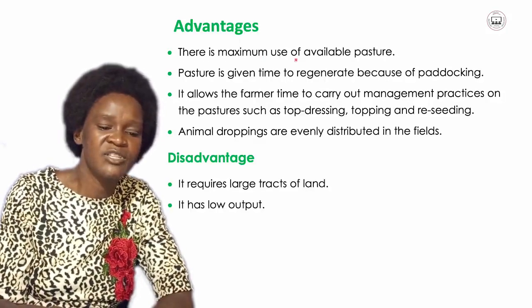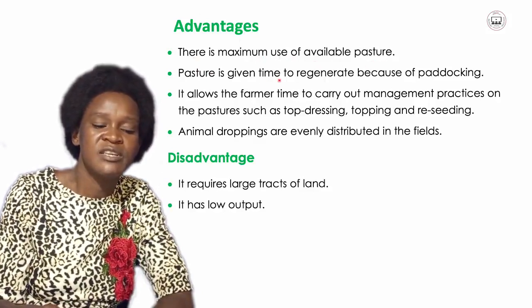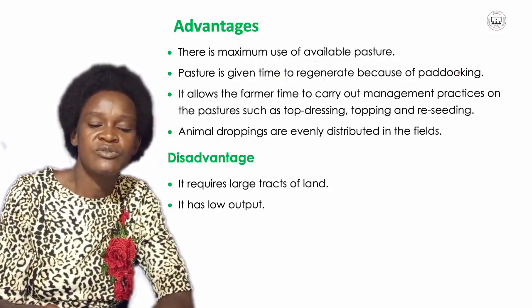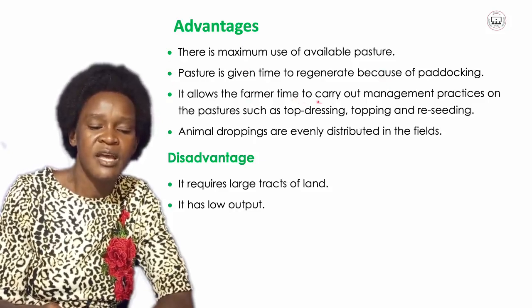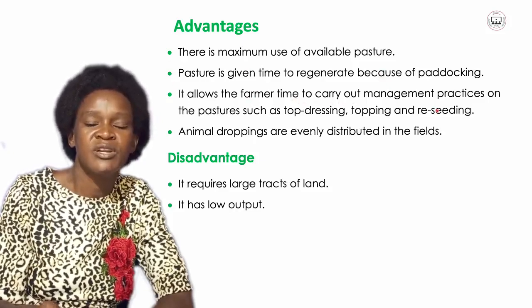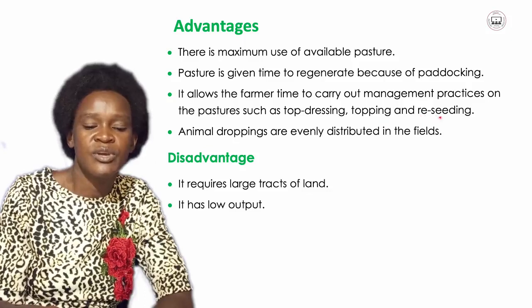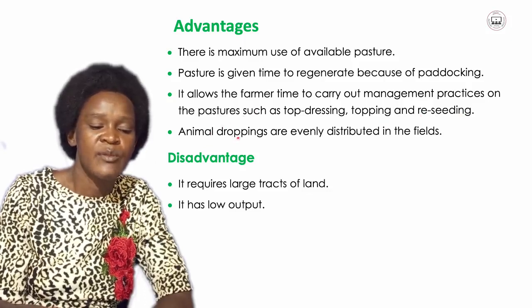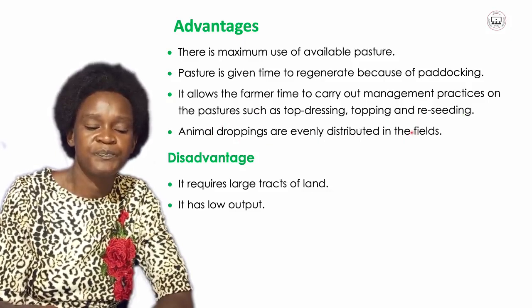Advantages: there is maximum use of available pasture. Apart from that, pasture is given time to regenerate because of paddocking. It allows the farmer time to carry out management practices on the pastures, such as top dressing, topping, and reseeding. Animal droppings are evenly distributed in the field.